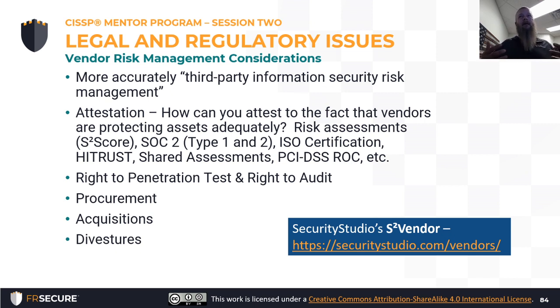There's about a billion different, not a billion, there's a lot of different ways to do it. Risk assessments, the S2 score is one that obviously we use. SOC 2, SOC 2 Type 1, Type 2, ISO certification, HITRUST. There's Shared Assessments, which creates the SIG questionnaires. Have you ever seen those beautiful things? Some people ask for a PCI DSS ROC. Some people do their own custom audit. So, every vendor that you're doing business with needs to be assessed for risk.